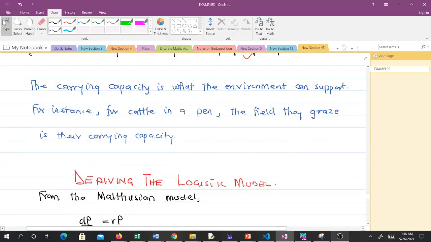So what is carrying capacity? The carrying capacity is what the environment can support. Okay. So for instance, when you take cattle in a pen, the field grazed on is their carrying capacity. That means that if, let's say, the grass is finished, they will begin to die, right? So the population doesn't grow unboundedly. It reaches a certain point and it becomes stable. That's what we call the equilibrium point. Okay, so when it reaches that point, it becomes stable. So it can't go beyond the carrying capacity.